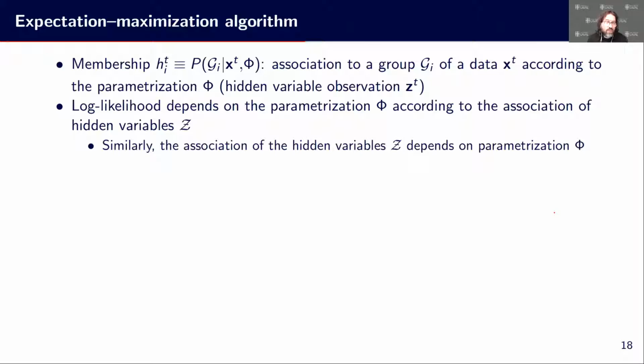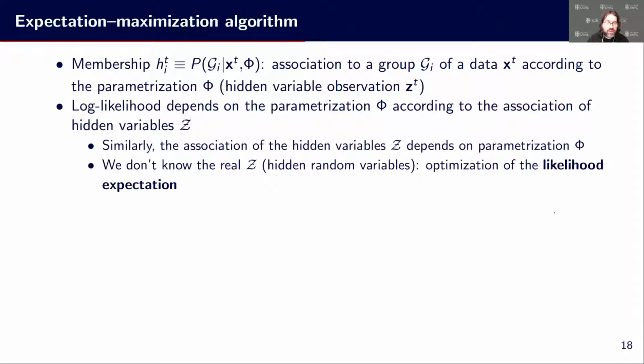So we need to deal with that, and we will deal with it the same way we did with k-means. And a further complication of the problem is the fact that we don't know the real Z. The hidden random variables are not available. So we need to optimize over the likelihood expectation. This is more fancy than what we saw before, but it is a way to estimate well what would be the real Z.